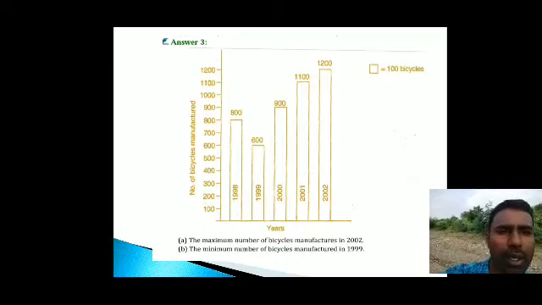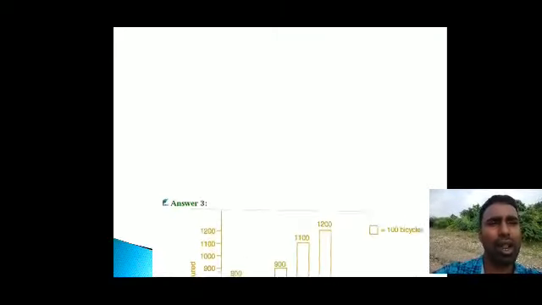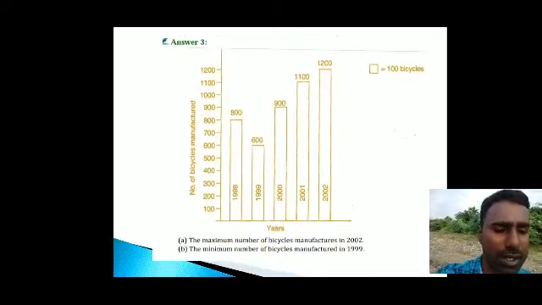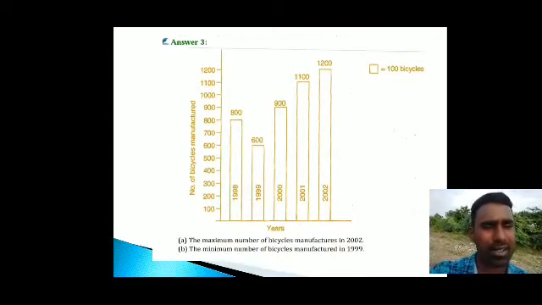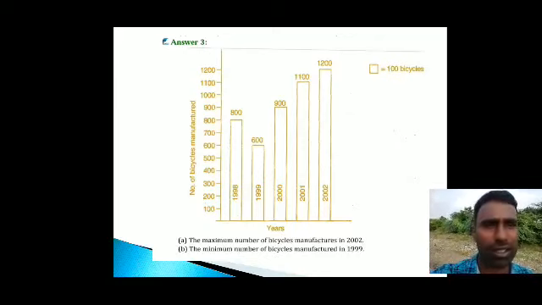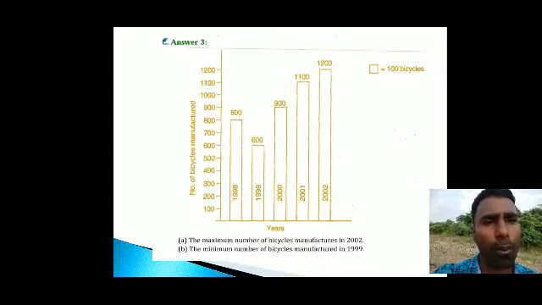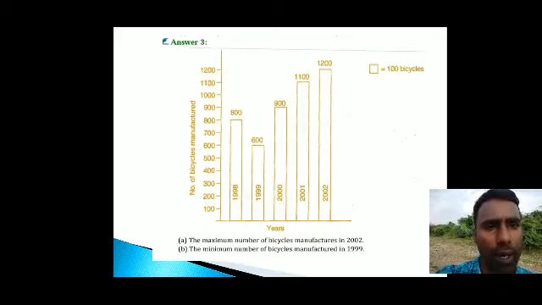Okay, so anyway, first the year 98. How much is given for 98? 800. So for 98, 800 is given. First you have to write years on the x-axis. On the x-axis you are going to take the years, the different possible years, and on the y-axis you have taken the number of bicycles manufactured. So for each year, how many bicycles are manufactured, that you have to consider on the y-axis.